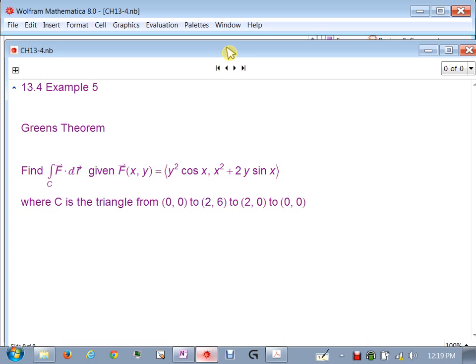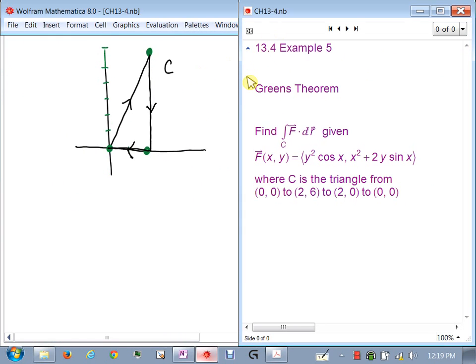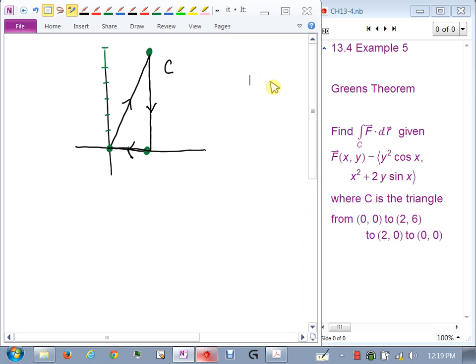I'll write it down. So I'm going to check real quick. I'm going to check, is F conservative? If it is, the answer is 0.